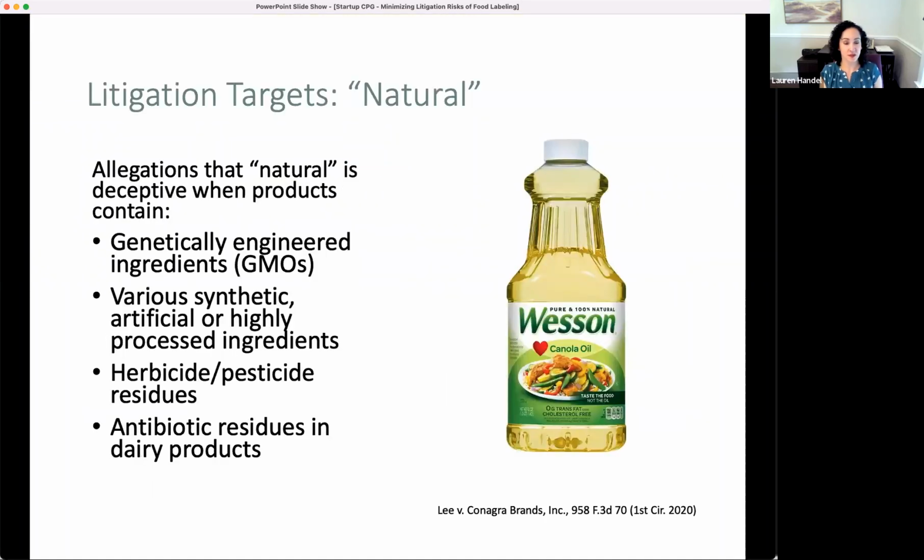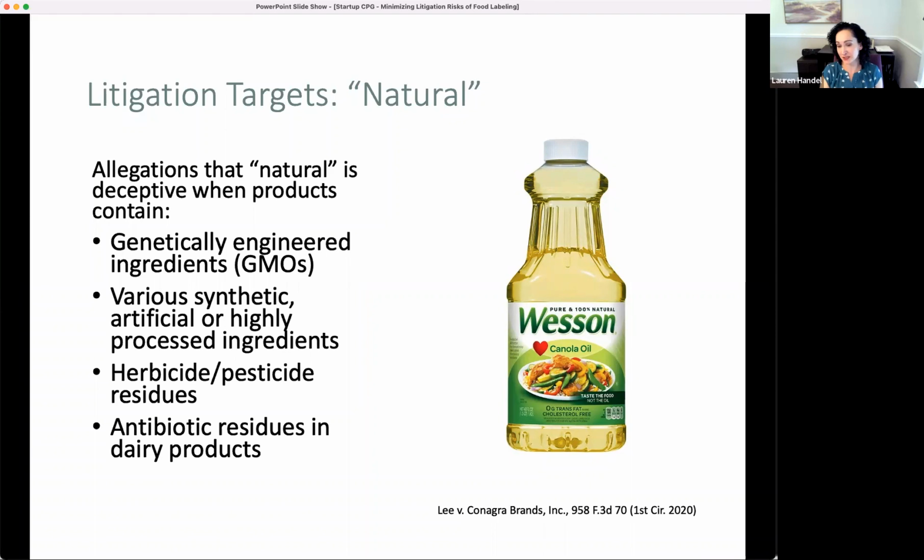So some examples of the kinds of products that get targeted. And a lot of this has died down. Brand owners and manufacturers were getting sued a lot for this issue, and so many just have stopped using the term natural altogether. But the kinds of cases that have been brought involve products like this. So the examples I'm going to give you are actual cases.